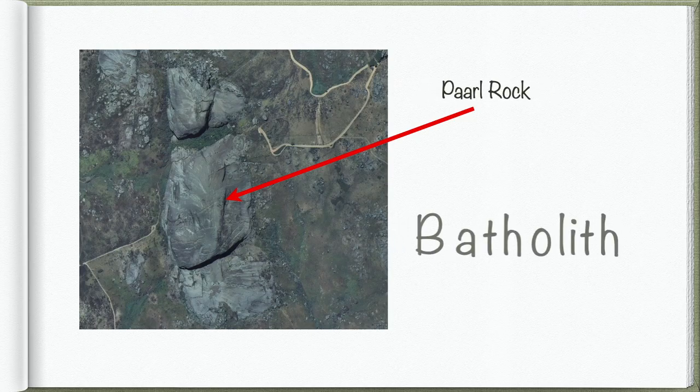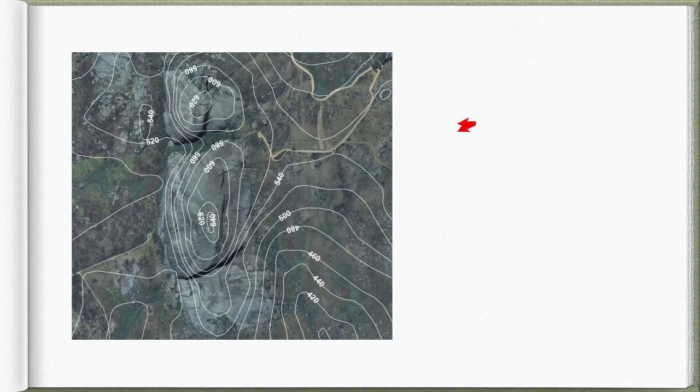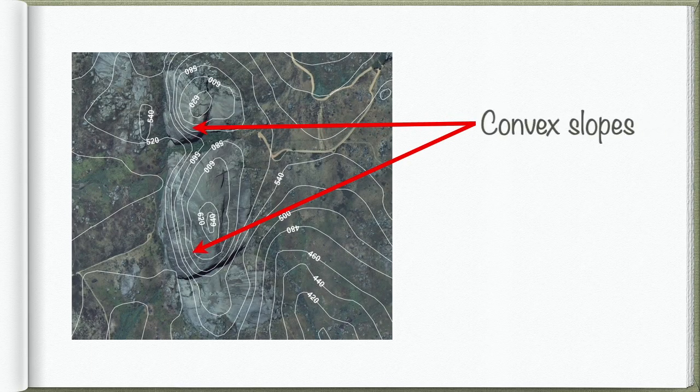Now, a batholith is where we get a massive igneous intrusion deep down in the Earth's crust. And so it doesn't form on the surface as a volcanic igneous formation. It's a plutonic igneous formation that forms deep down in the Earth's crust. And so when we look at the Paarl Rock or the batholith, we see that it's got a dome-like feature. And when we draw the contour lines over the orthophoto map, we begin to see how it's got very steep convex slopes. So it's definitely a dome feature.